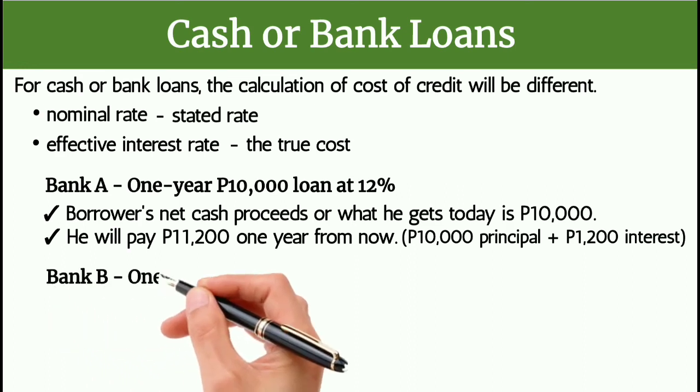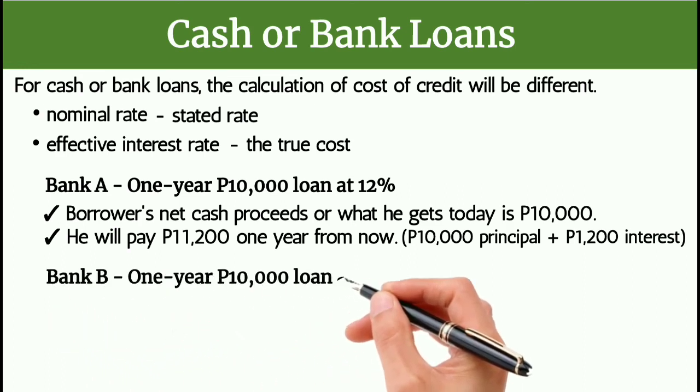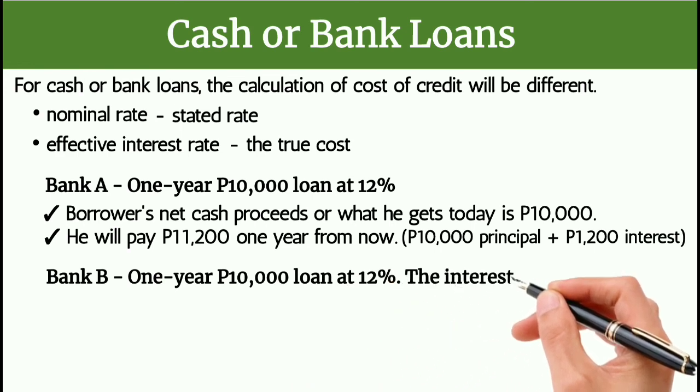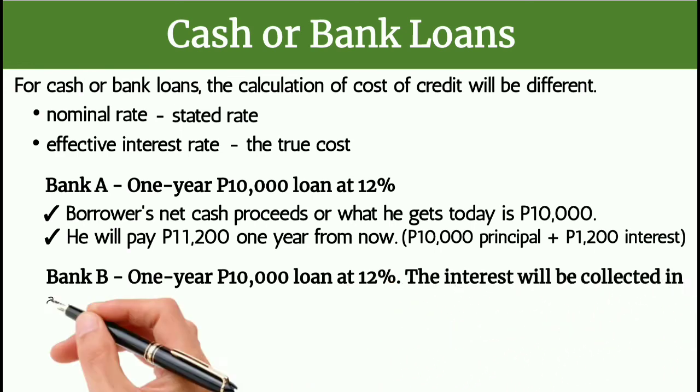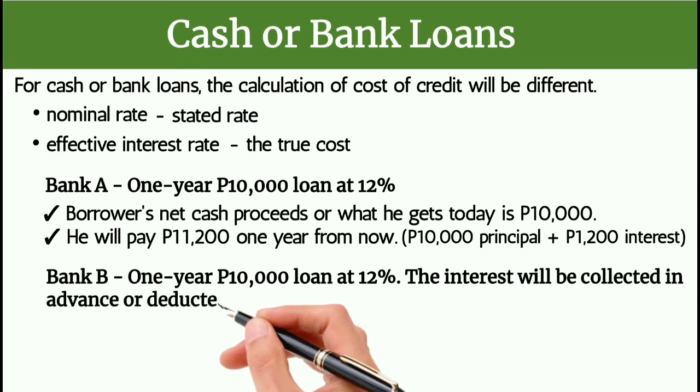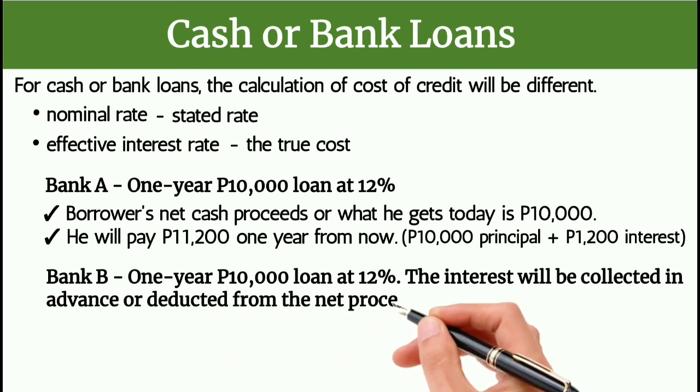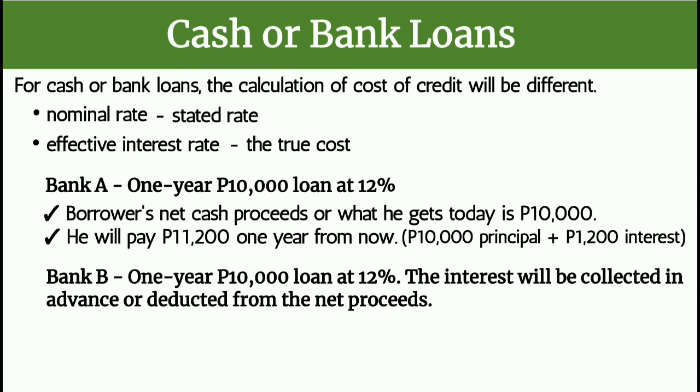Next, Bank B, 1 year 10,000 pesos loan at 12%. The interest will be collected in advance or deducted from the net proceeds. Ang niloan ng borrower ay 10,000 pesos. At ang nominal rate or stated rate ay 12%. It says here that the interest will be collected in advance or deducted from the net proceeds.